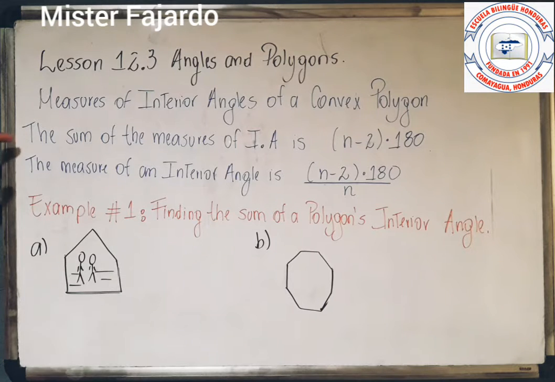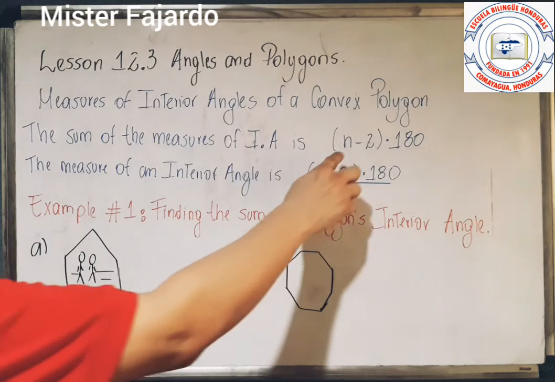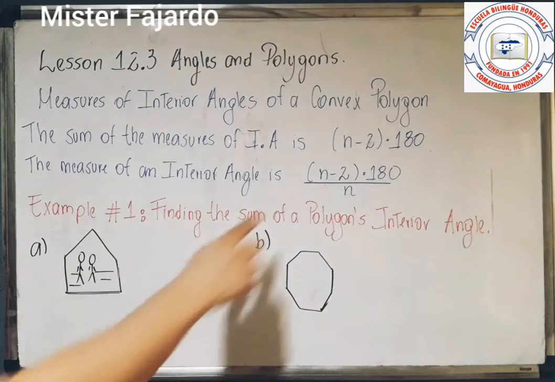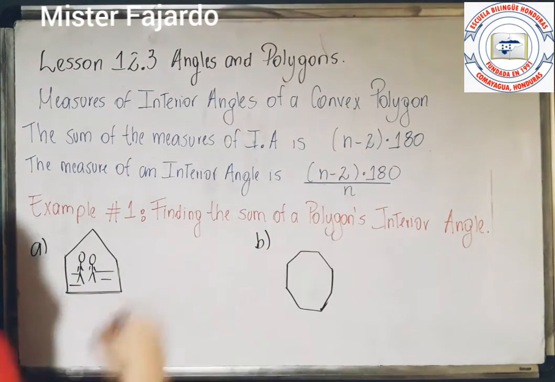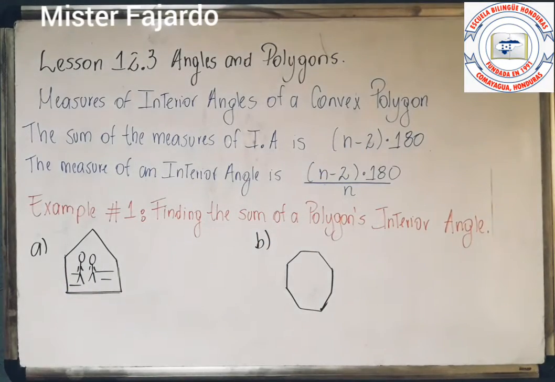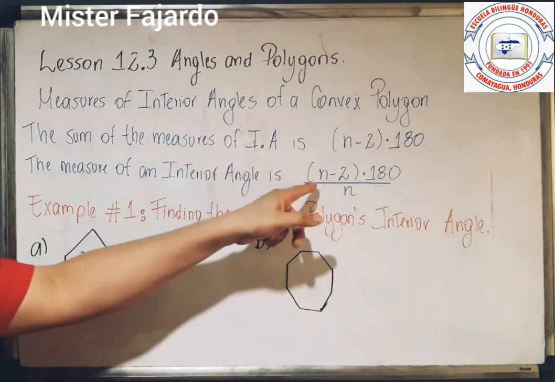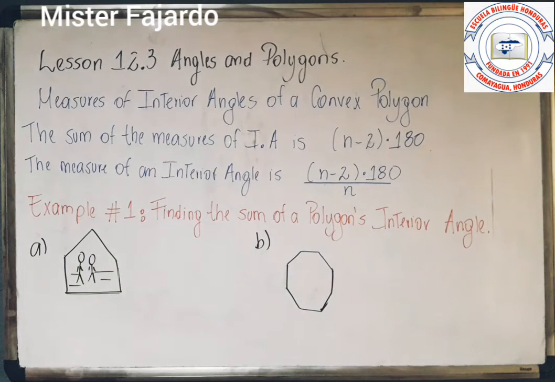The first one is that the sum of the measures of the interior angles is equal to (n minus 2) times 180, where n is how many sides you have, okay? And if you want to know a specific measure of an angle in a convex polygon, that is a regular figure, you just need to do the formula (n minus 2) times 180, but now divided by n, knowing that n is the number of sides in the polygon, okay?